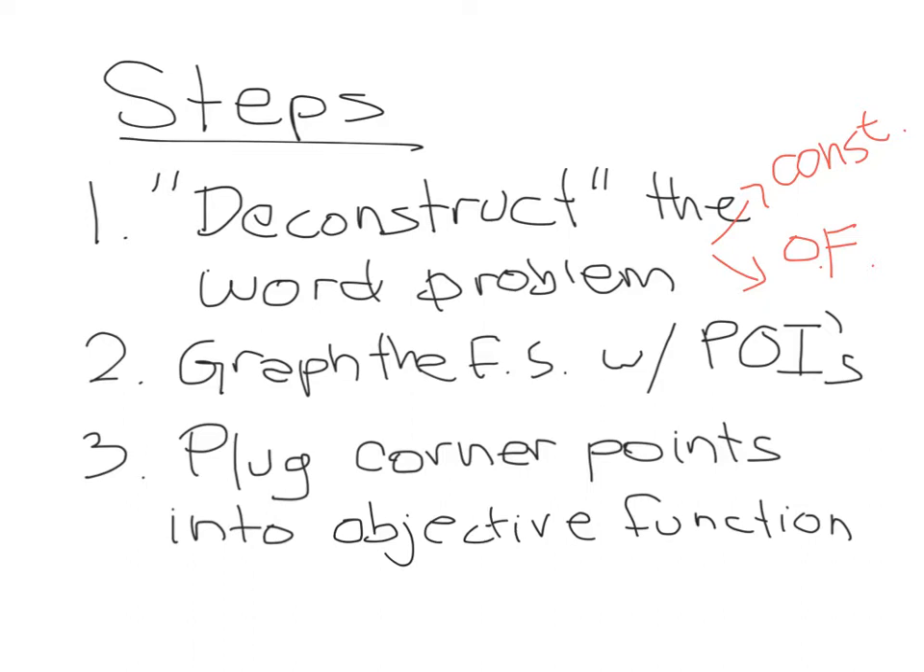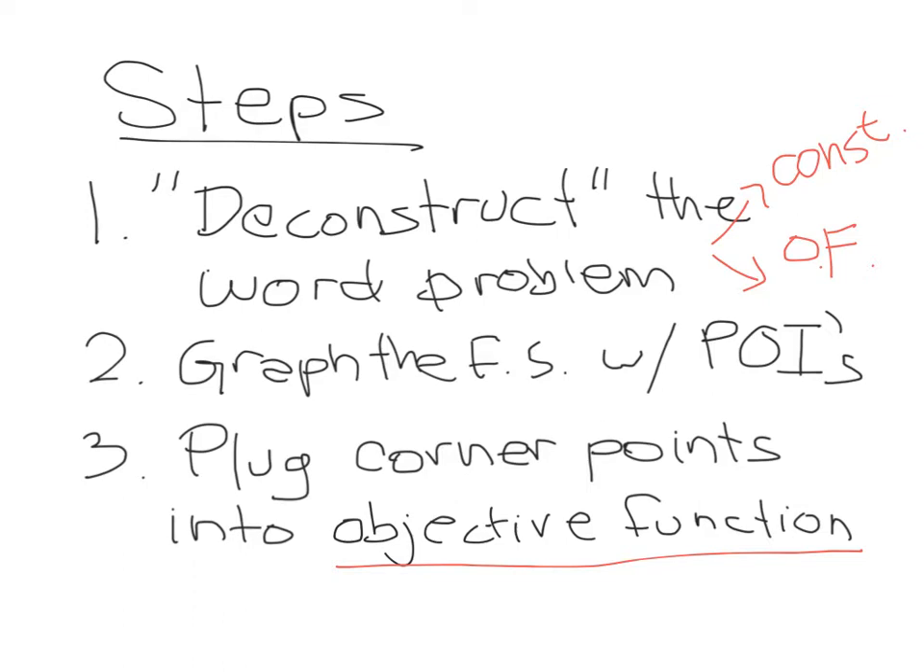Then we'll graph the feasible set, as we did in our last video, with solving for the points of intersection that we find. And finally, we'll take those corner points of our feasible set and we'll plug them into the objective function to find our solution. Usually, what we're trying to do with linear programming problems is find the optimal way to do something, which is either maximizing something or minimizing something.